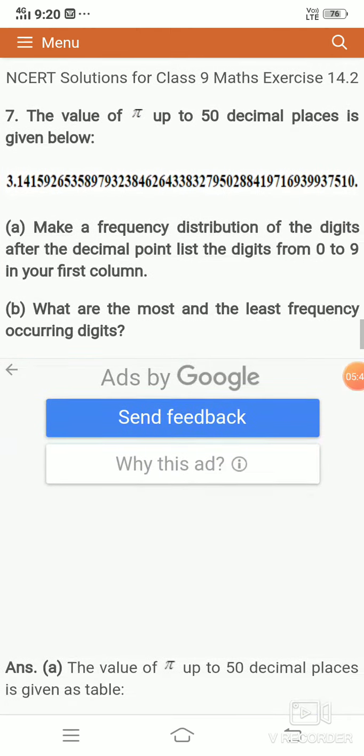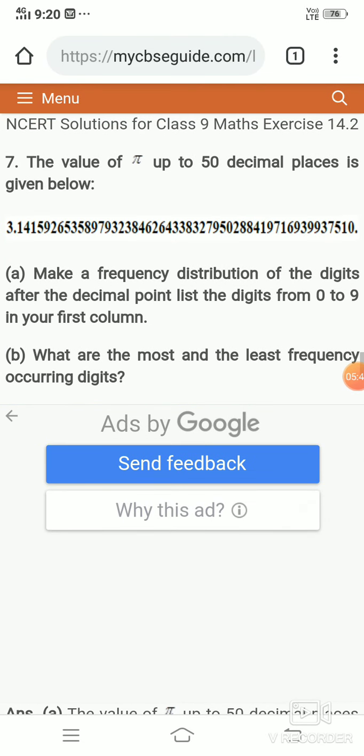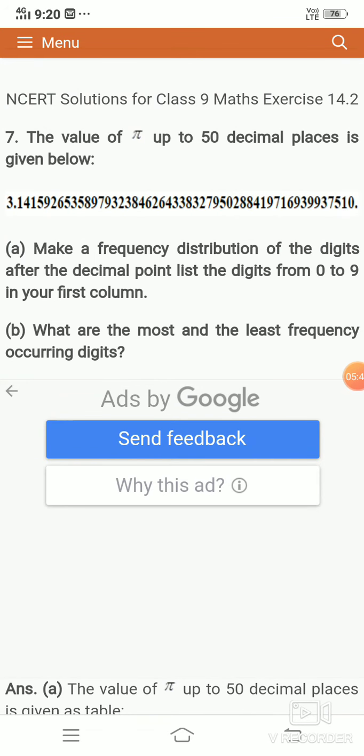Now the value of pi up to 50 decimal places is given below: 3.1415 and so on. Make a frequency distribution of the digits after the decimal point. List the digits from 0 to 9 in your first column. So the first column should be 0, 1, 2, 3, 4 up to 9.